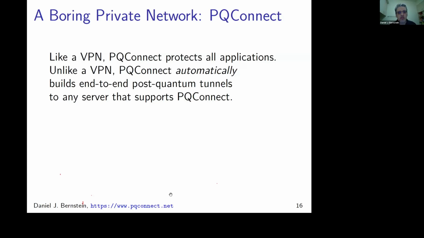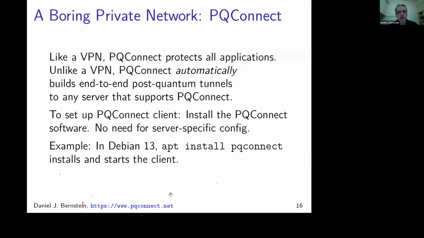All right, this is on the client side for supported operating systems, which is just Linux for the moment. It is just one step. For example, in Debian's new version 13 release, you just have to install PQConnect, and that's it. You don't have to configure anything else. You don't have to know which servers to configure. This is really the complete configuration. You just install the software, start it running, and then the client is going to figure everything out for you automatically.